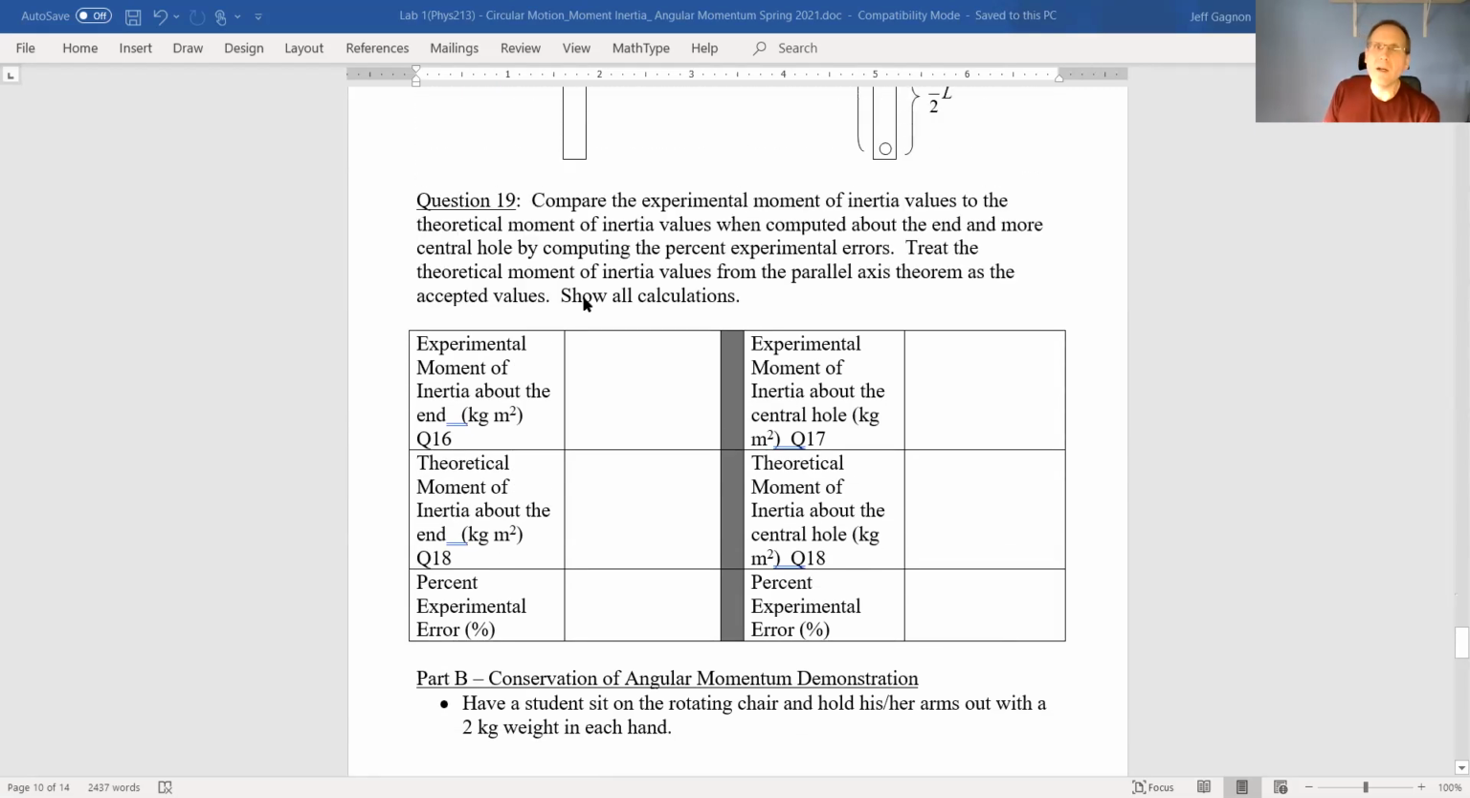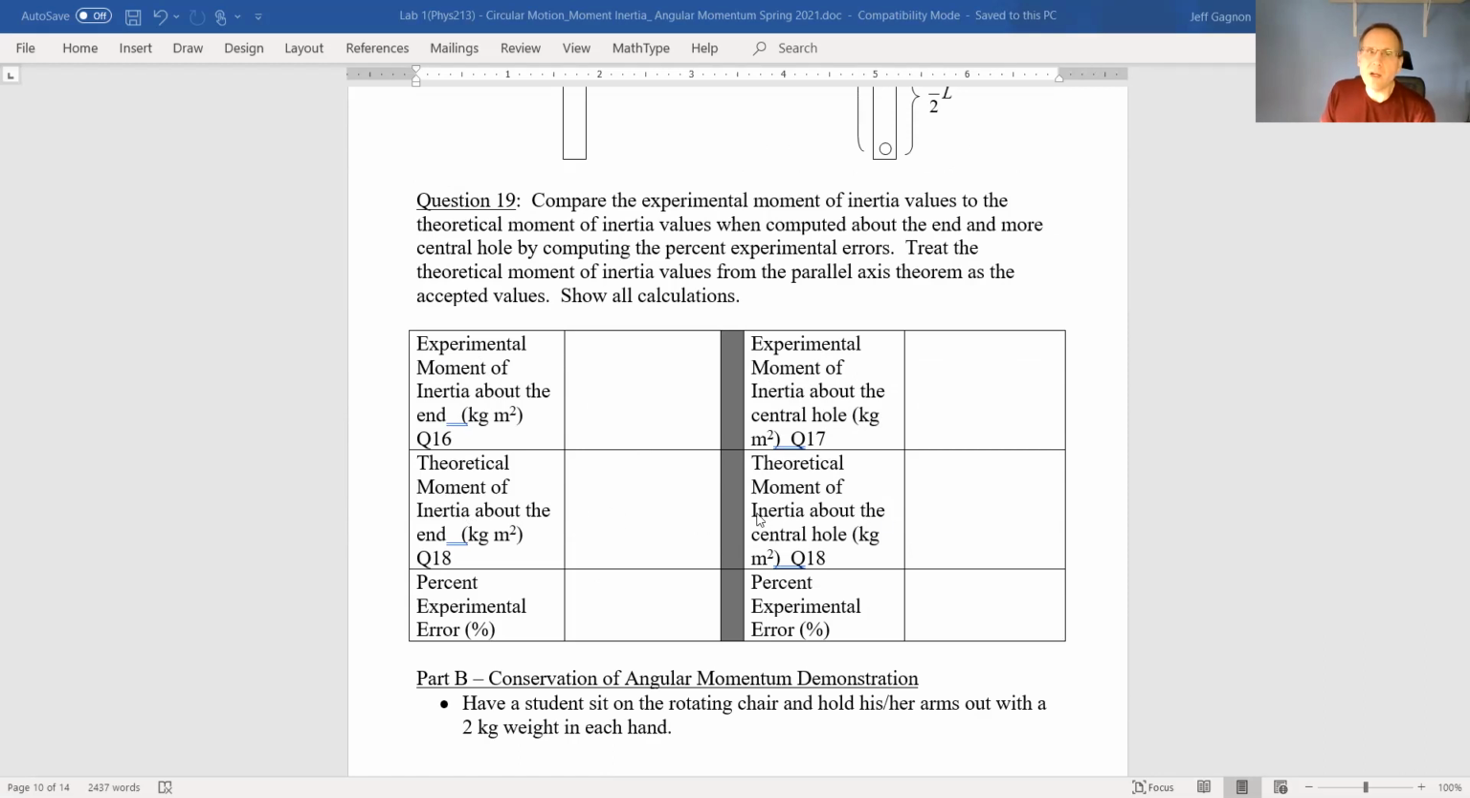Okay, so here's the main table. This is the experimental moment of inertia about the end. That's from question 16. Again, you're going to have a decimal value times ml squared. Here is the experimental moment of inertia about the more central hole. So that's the one from question 17. Again, it's going to be some decimal value times ml squared.